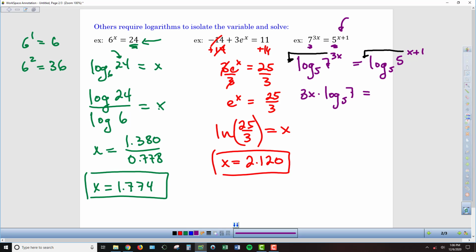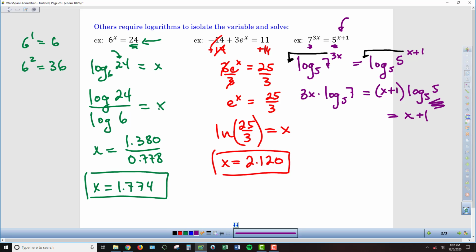And on the other side, I'm going to have x plus 1, I'm going to bring that whole exponent to the front, times the log base 5 of 5. And over on this right-hand side, hopefully we can see the payoff of taking the log base 5 of both sides, because here I have the same base as I have inside the input of my logarithm, which therefore means I'm going to get a result of 1. So this side here is just going to be x plus 1 times 1, so just x plus 1.